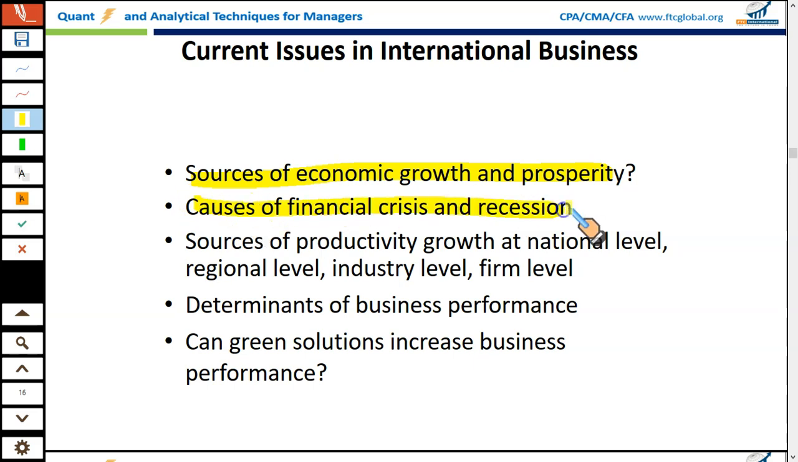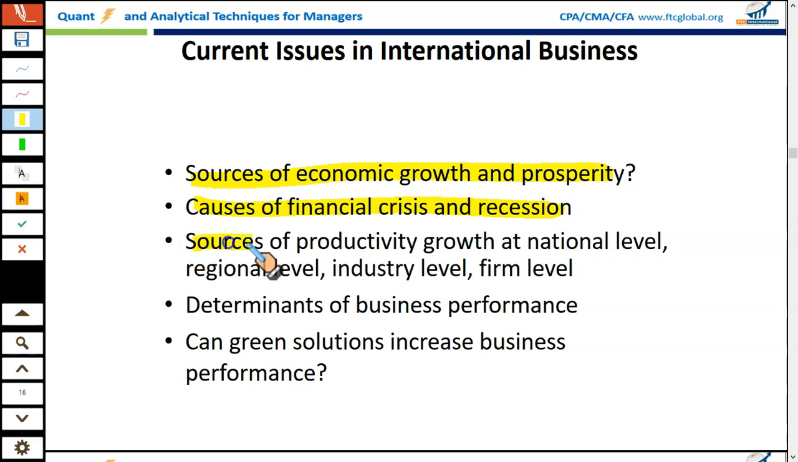Causes of financial crisis and recession: the 1998 Far East Asian currency crisis, the 2008 subprime mortgage crisis. What causes these crises? Is it high debts, poor financial regulations in the US? These two crises originated in the US. One in the US in 2008 and one in 1998 in East Asian countries. So is it because of poor financial regulations? The regulators who regulate the economy, is it because of them? Or economic shocks that lead to severe economic downturns?